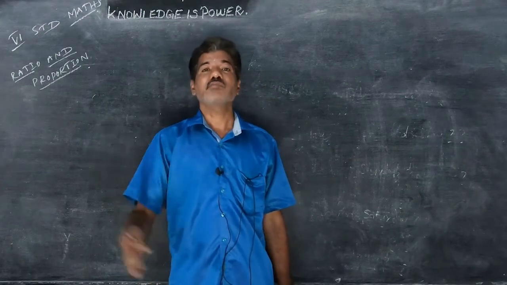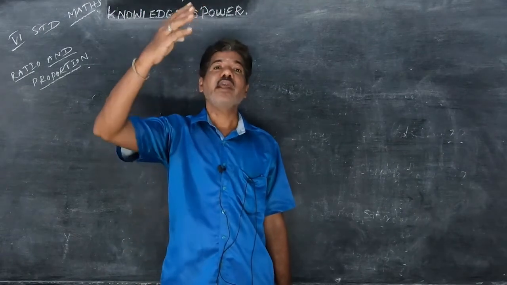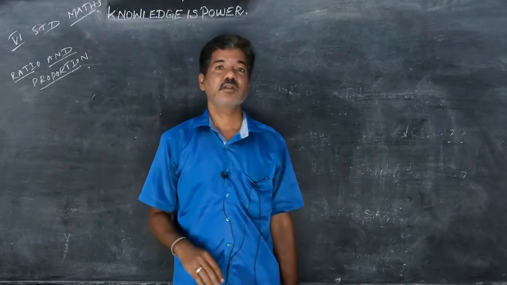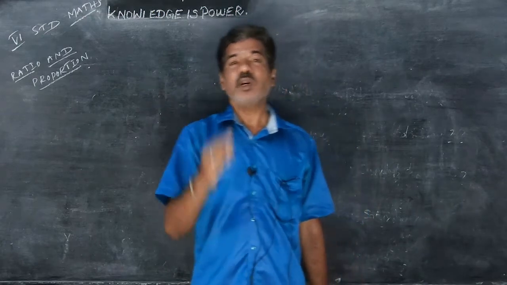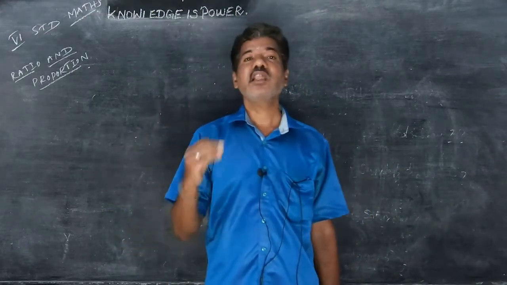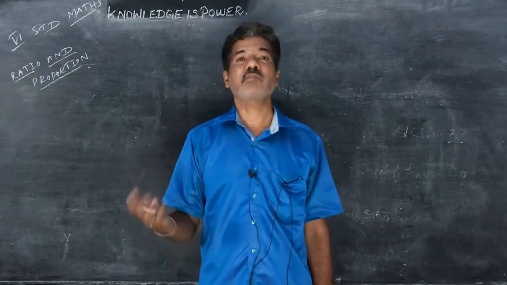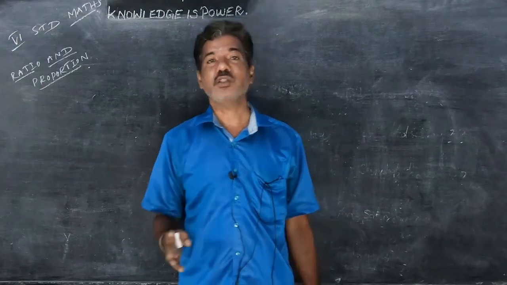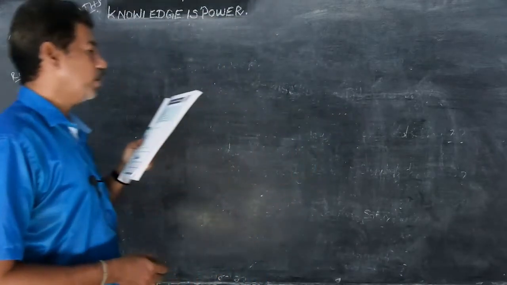Sometimes we can say that yesterday 4 people worked and they will do some work. Today only 3 people can do the work. They will do some work. When you compare both, that will be followed in this situation. So, ratio and proportion.